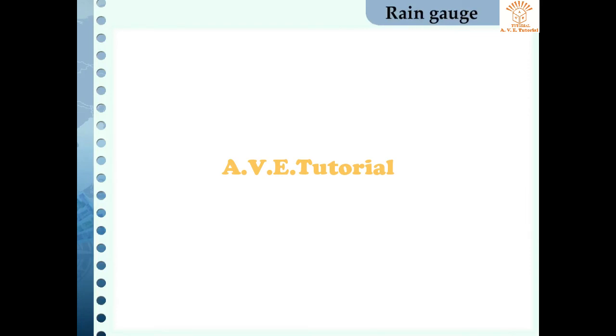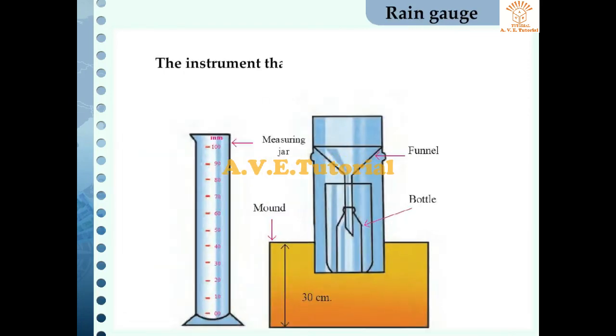Rain gauge. The instrument that is used to measure rainfall is called rain gauge. The funnel that is used in the rain gauge has a specific diameter. The rain falling in this funnel is collected in a bottle fitted in the gauge. The collected water is then measured with the help of a measuring jar.